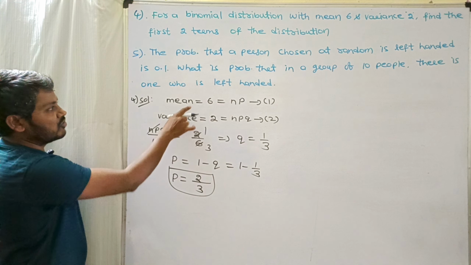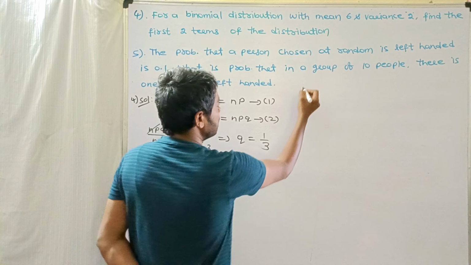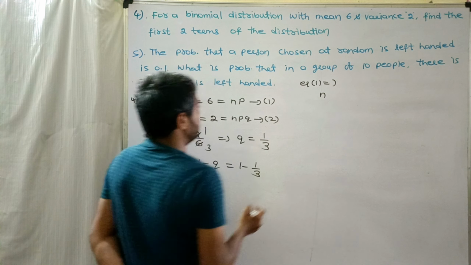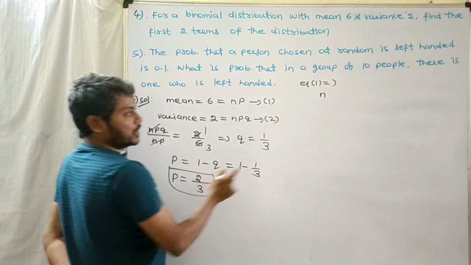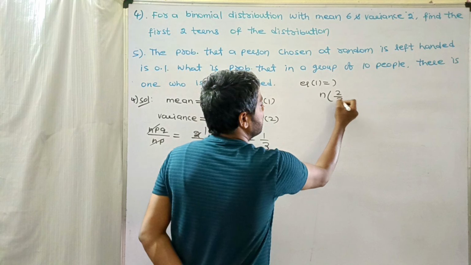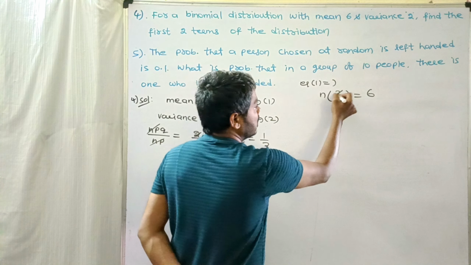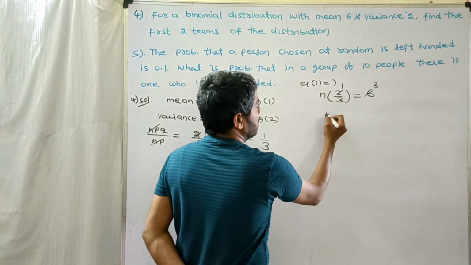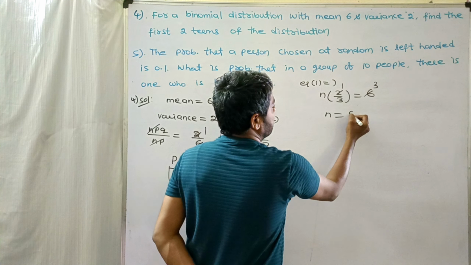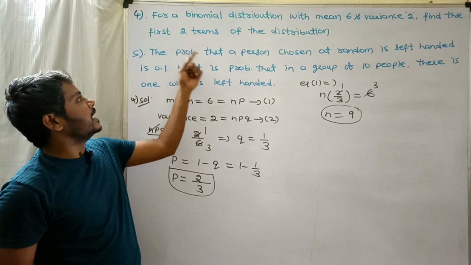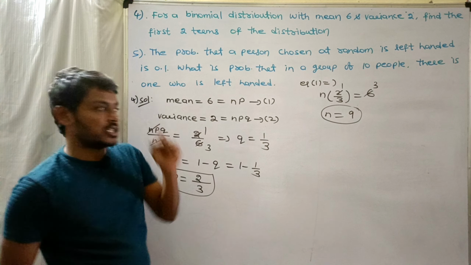Substitute p in equation 1. So equation 1 implies n into p, p is 2 by 3, is equal to 6. 2 ones are 2, 2 threes are 6. n is equal to 3 into 3, 9. Okay.